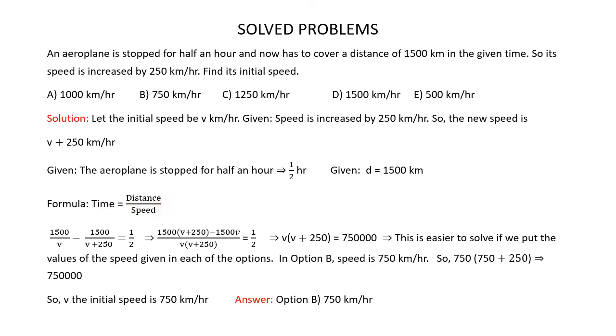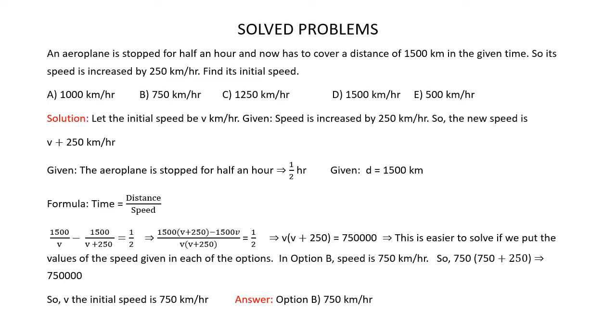In the first instance, D is 1500 kilometers and initial speed is V kilometers per hour. So time is 1500 divided by V. In the second instance, the distance is the same, 1500 kilometers, but speed is V plus 250 kilometers per hour. So time is 1500 divided by V plus 250.